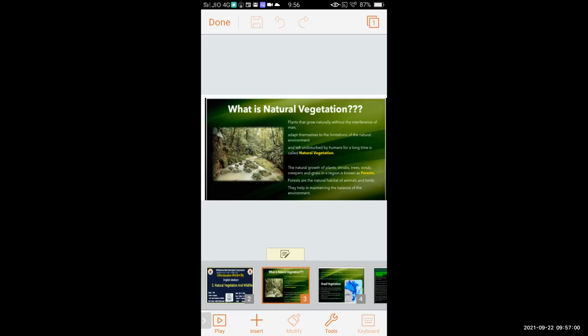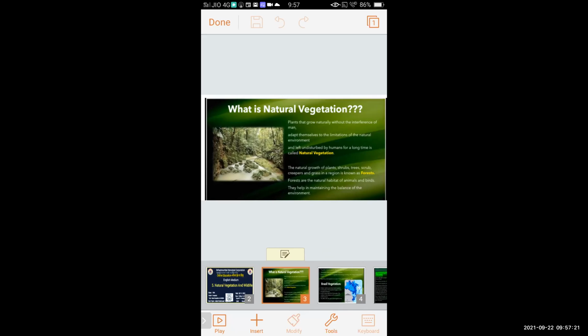So the natural vegetation means plants that grow naturally without the interference of man, adapt themselves to the limitations of the natural environment, and are left undisturbed by humans for a long time. The natural growth of plants, shrubs, trees, creepers, and grass in a region is known as forest.